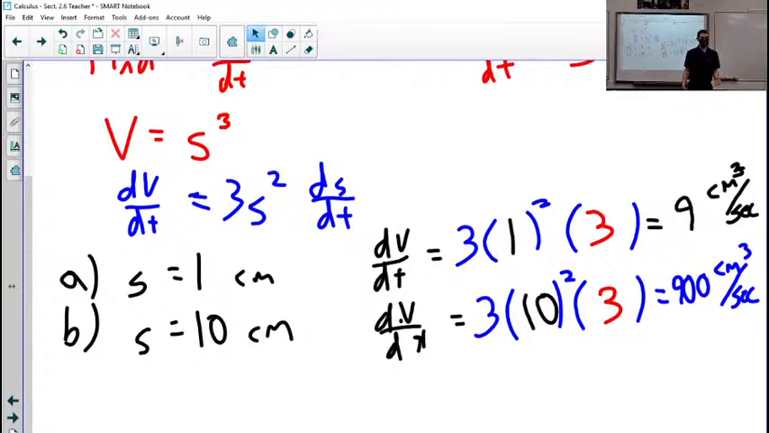So when I change the side length, I haven't changed the rate that the sides are going up, but I have changed how big the cube is that we're looking at. And now that rate of the volume goes up. All right? That should have been a pretty easy one.